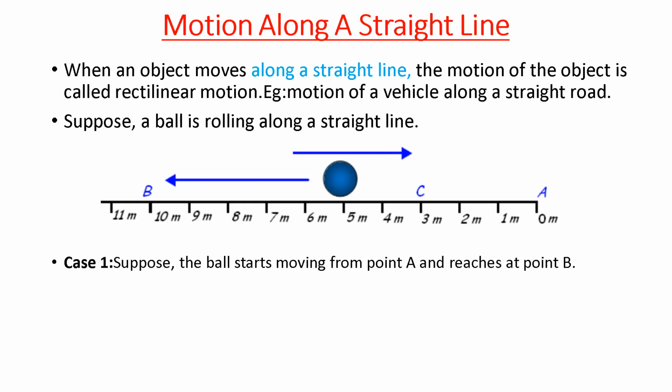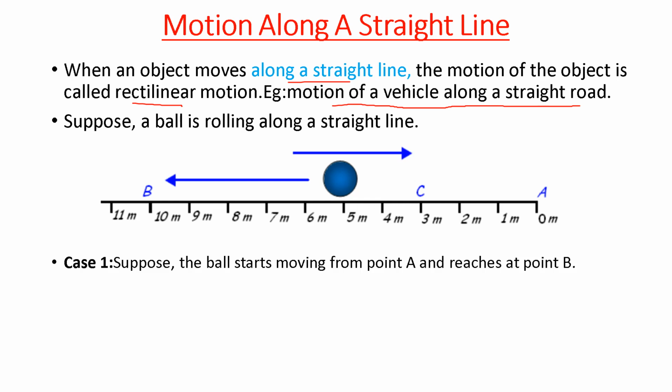Now our last topic is motion along a straight line. It's a very important topic. Okay, now let's see the definition. When an object moves along a straight line, the motion of the object is called rectilinear motion. For example, motion of a vehicle along a straight road. It means that if a road is straight and a car is running on that road, then of course the car is going to follow a straight line. So such kind of motion is known as motion along a straight line.